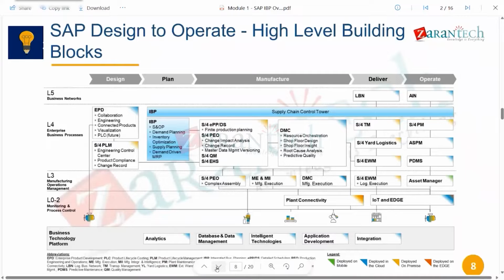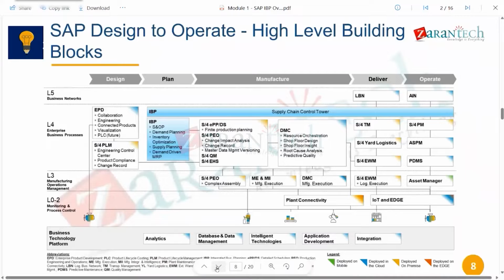And this diagram, even though it looks like a very busy diagram, actually talks about the various offerings by the IBP system. This does not mean that any organization would need to install all these systems in place, but based on their requirements, they can pick and choose the ones which best suit them. Just to give you a few examples, in the design phase you have EPD. EPD stands for Enterprise Product Development.